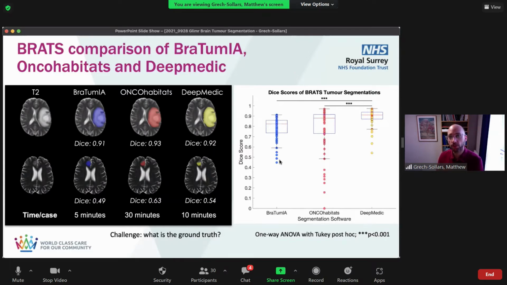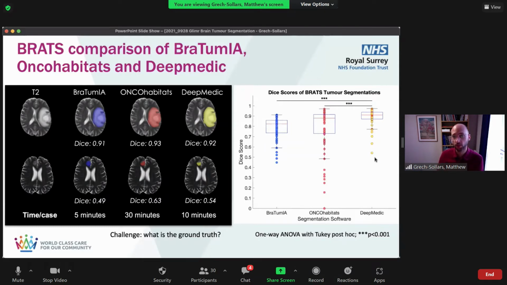So in terms of dice score within the BREADS dataset, so this is the 66 patients, you can see that there's quite a range. Mostly they all work fairly well. OncoHabitats had a much wider range of dice scores. But again, as I was saying, some of the dice scores might be low, but are they really low, or is there an issue with the ground truth? So there is that challenge.